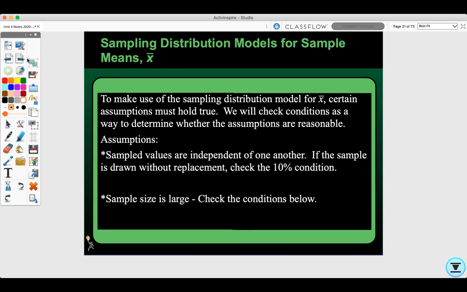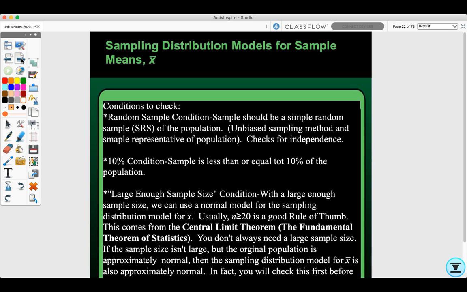To make use of the sampling distribution model for x bar, certain assumptions must hold true. We will check conditions as a way to determine whether the assumptions are reasonable. Our assumptions are that sample values are independent of one another, and if the sample is drawn without replacement, check the 10% condition. And the sample size is large. In order to see if the sample size is large, we need to check the conditions below.